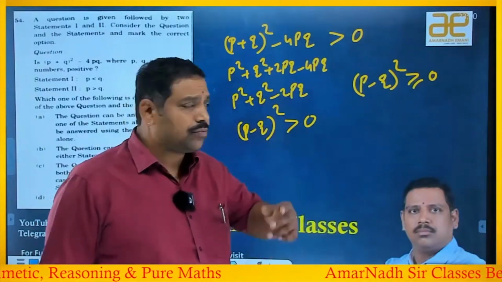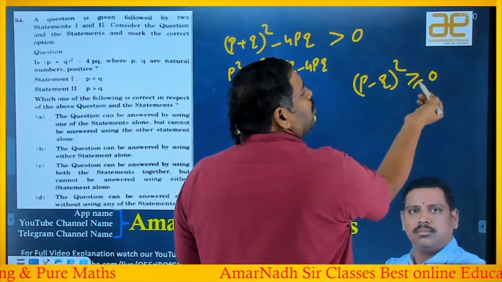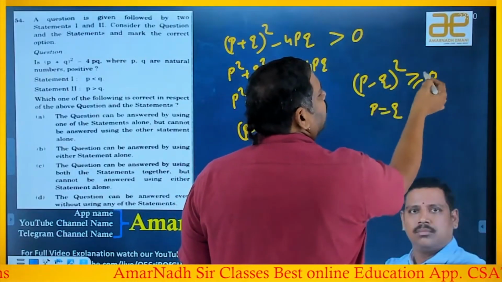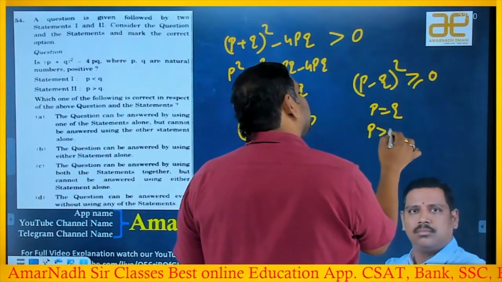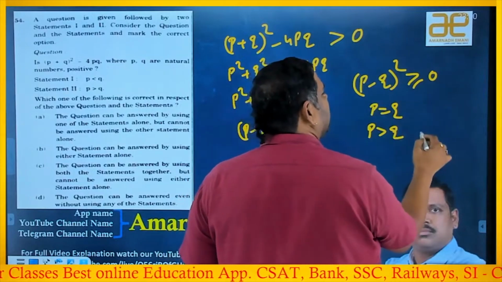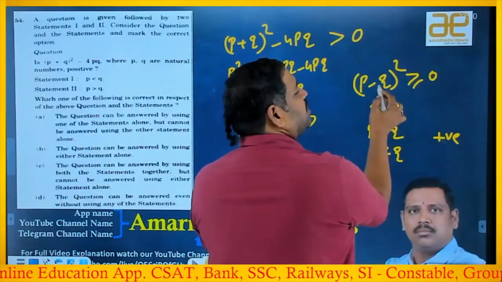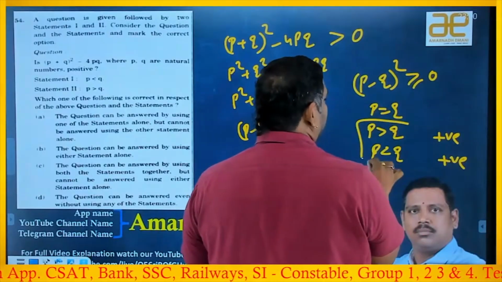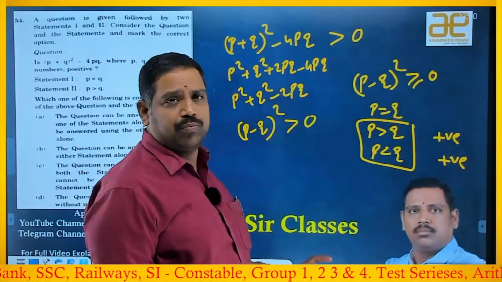Good. Now the point is, when will it be equal to 0 and when will it be positive? If P is equal to Q, then it will be 0 square, which is 0. In every other case, if P is greater than Q, P minus Q is positive, and a square is definitely positive. If P is less than Q, P minus Q is negative, and a negative number squared will definitely be positive, right? So if either of these two happens, the result will definitely be positive.